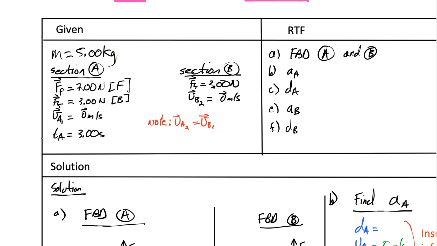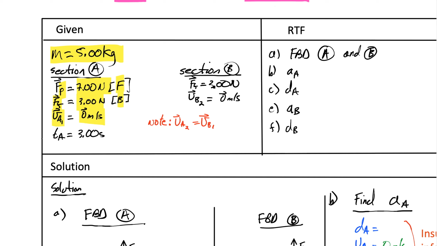Let's focus on the givens now. The mass of 5 kilograms does not belong to one section or the other exclusively. It belongs to both. It's the same mass. So we don't have to put that under Section A or B. It's just the single mass. In Section A, however, here is the list of both dynamic and kinematic parameters. We know that we have the force of the push, and it's 7 newtons in the forward direction. The force of friction is 3 newtons in the reverse direction, or the back direction.